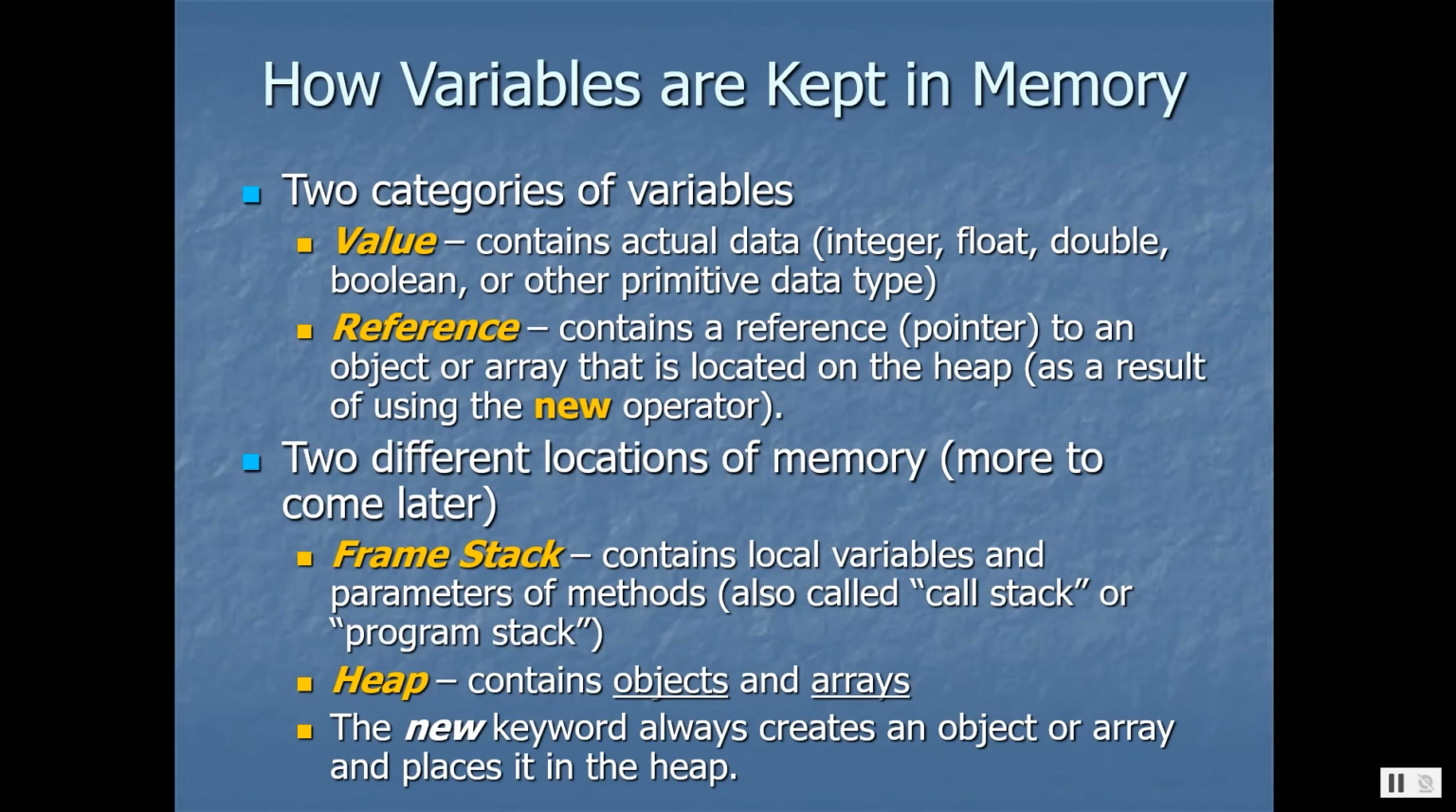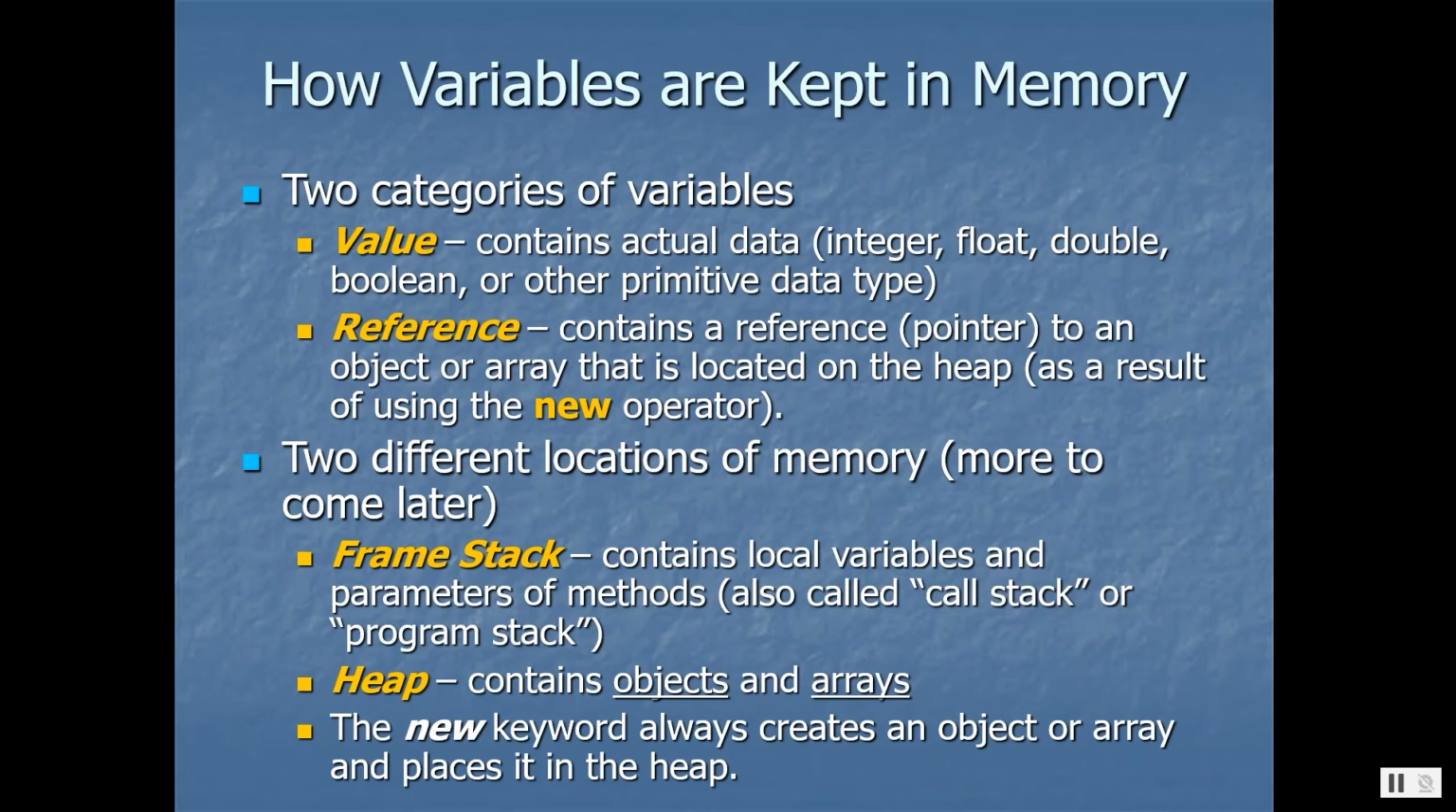And now we're starting to get to the point where we're ready to dive into these different locations of memory. One is called the frame stack, or sometimes the call stack, or the program stack. This contains the local variables and the formal parameters of a method. When I use the word formal parameter, I'm going to later distinguish between formal parameter and what's called actual parameter or argument. So we'll be getting into some of that terminology when we get to talking about methods.